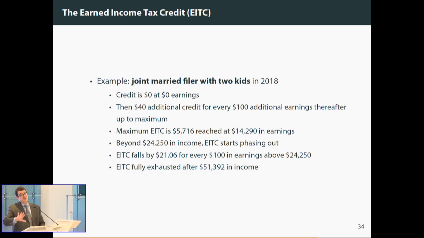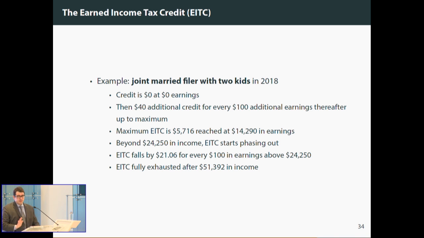But it phases out at a slower rate than it phases in. The family loses $21 and change for every $100 in earnings that they make beyond that $24,000 threshold. And then it's fully exhausted when they make a little bit above $50,000 in income. I think most people in this room are familiar with the mechanics of the EITC.